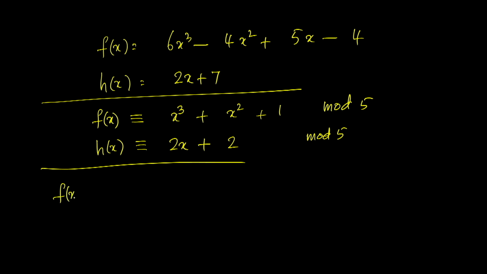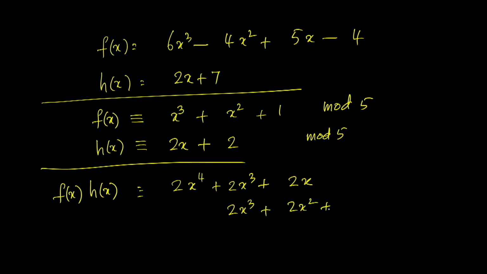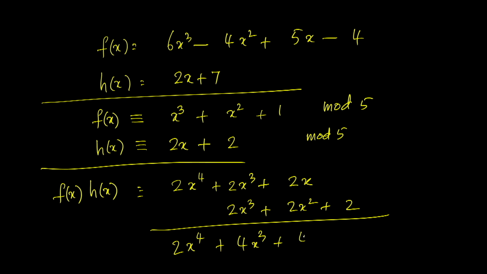Then if you take the product f of x into h of x, you get 2x power 4 plus 2x cubed plus 2x cubed plus 2x squared plus 2, which is 2x power 4 plus 4x cubed plus 4x squared plus 2. So, that is how you add and multiply polynomials in modular arithmetic.